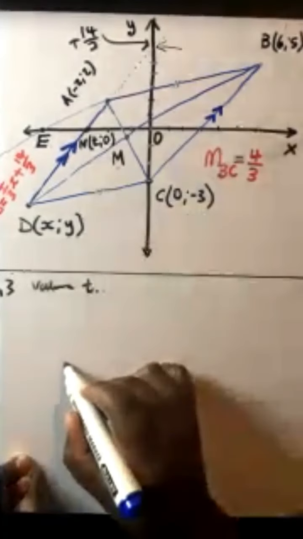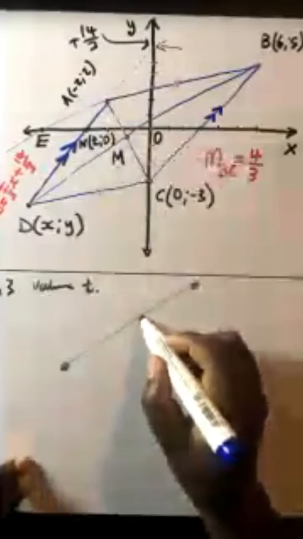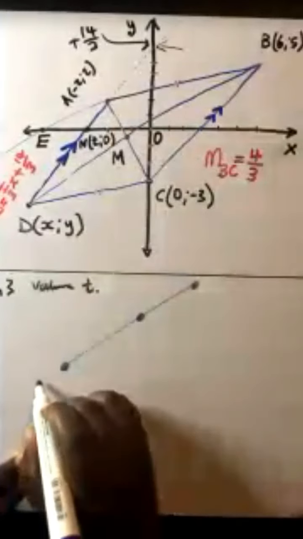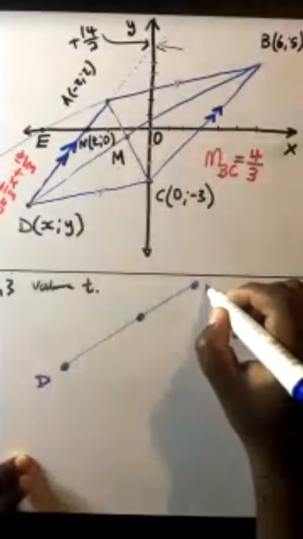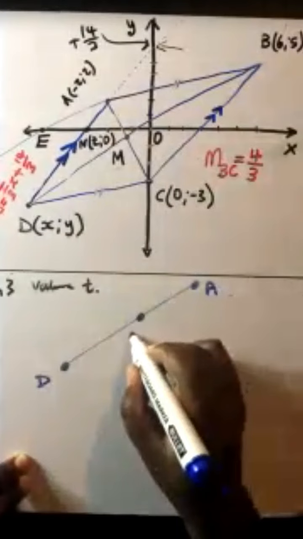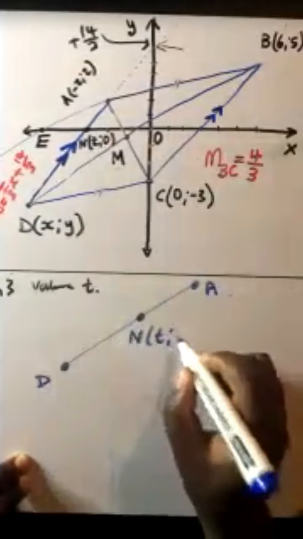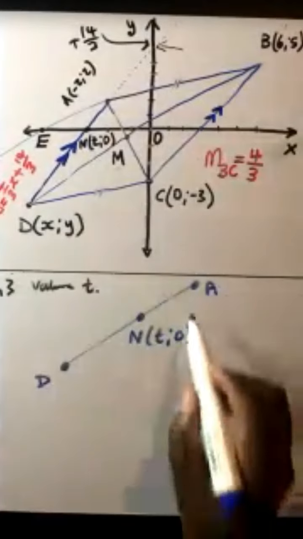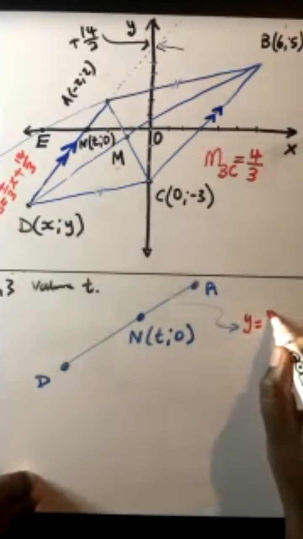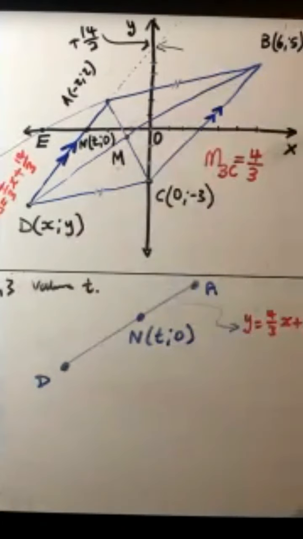Ladies and gentlemen, I want you to notice something. We've got that point over there, and that point over there again. So this is point D, this is point A. Obviously, this is N, which is (t, 0). Obviously, we know the equation of that line. It is y equals 4 over 3 x plus 4 over 3.